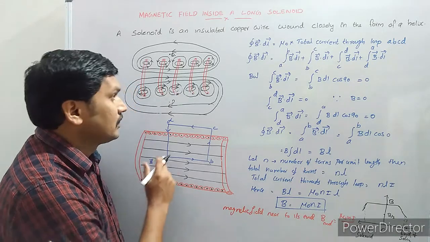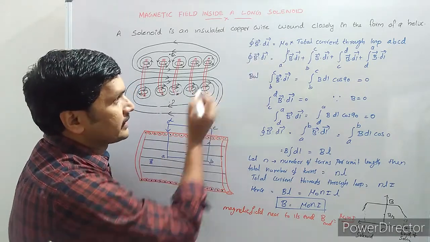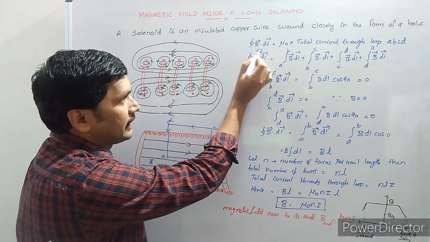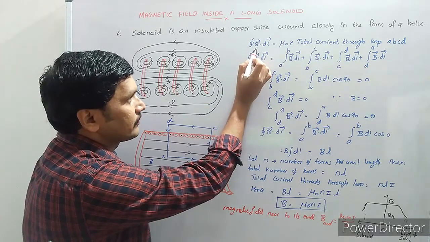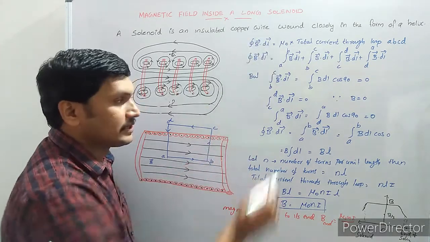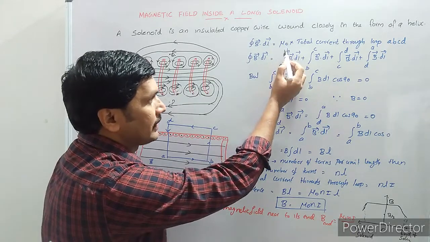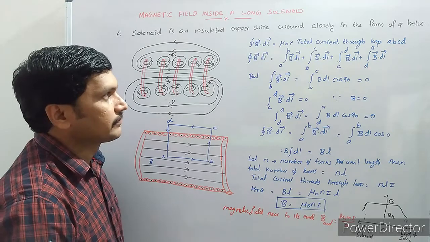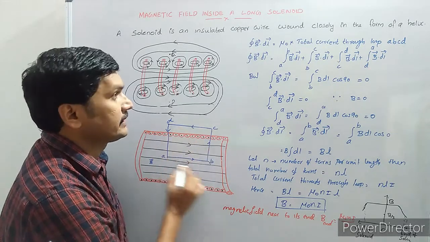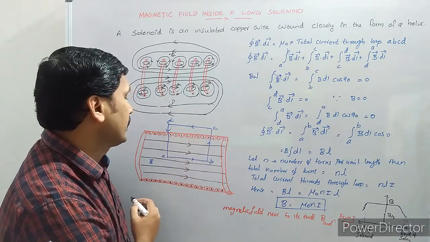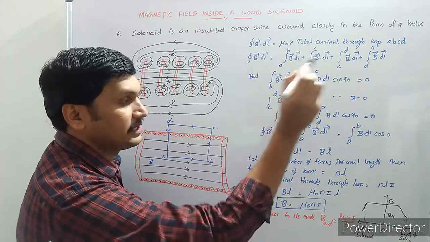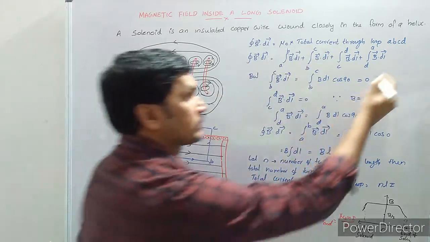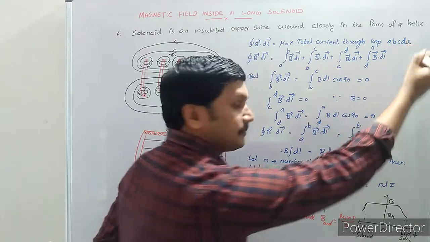So first, we can write by Ampere's Circuital Law that the line integral of magnetic field B dot dl is equal to mu 0 times the total current through the loop ABCD. Our loop is actually ABCD, a closed loop A, B, C, D, A.